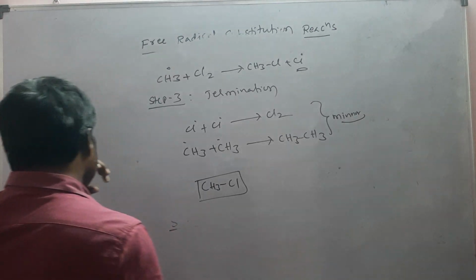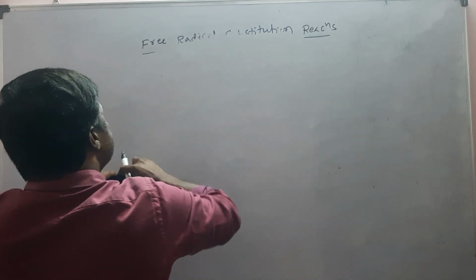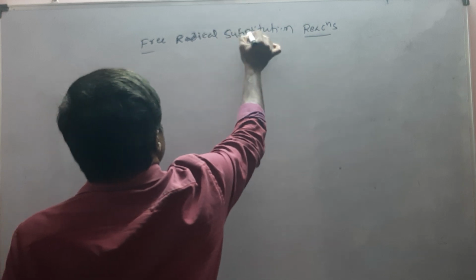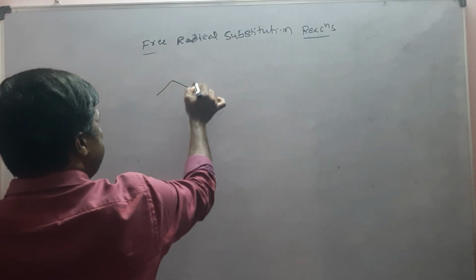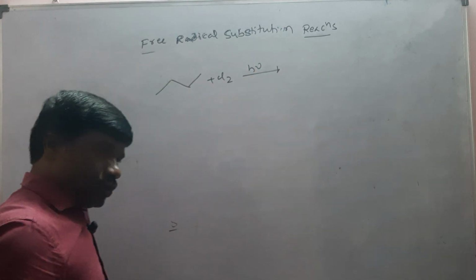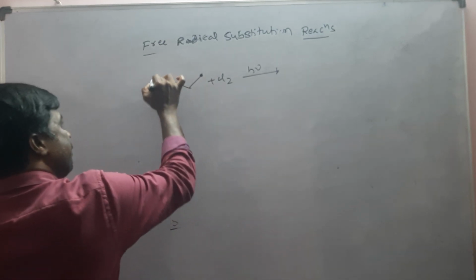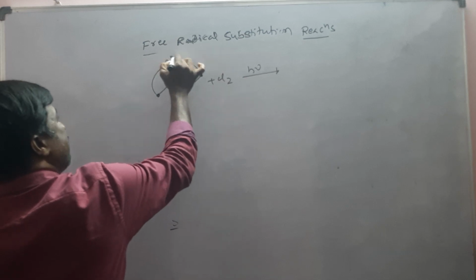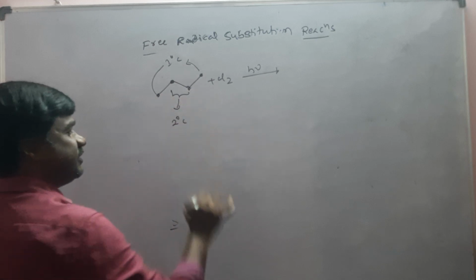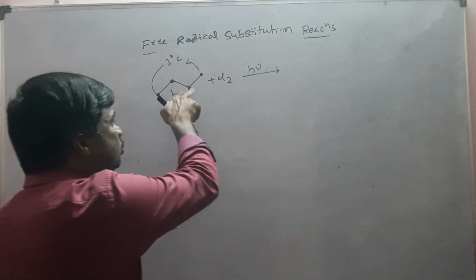Now I will discuss a few example free radical substitution reactions. For example, we take butane reacting with chlorine in the presence of sunlight. How many types of carbons are there? Two types of hydrogens, two types of carbons. The two terminal carbons are primary carbons, and the two center ones are secondary carbons. It depends purely on the types of carbons.